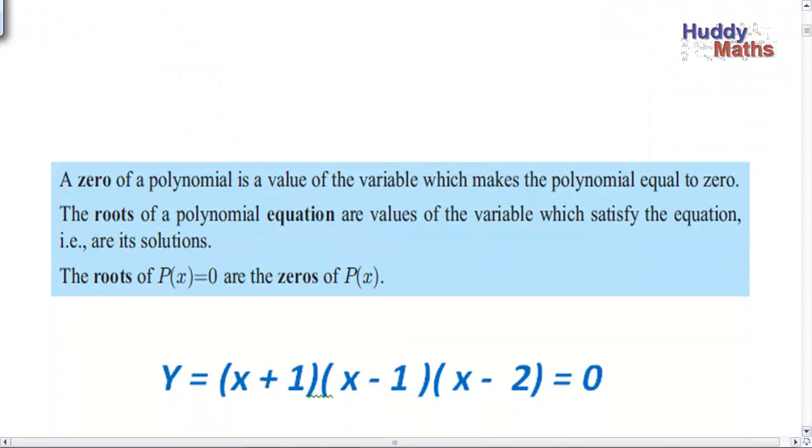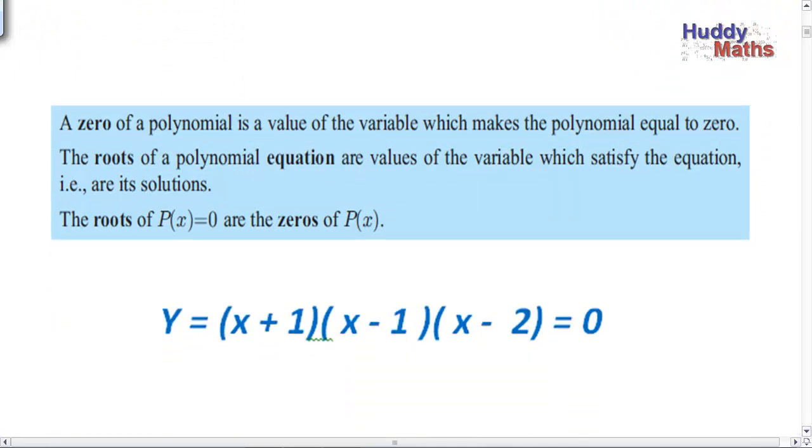So here we have what we're talking about. A zero of a polynomial is the value of the variable which makes a polynomial equal to 0. Very good. And that's what we're doing here. We're taking our y expression and putting it equal to 0. The roots of an equation are the values of the variable which satisfy the equation. So the roots of the equation could be the same as the zeros of the polynomial if the equation is putting the polynomial equal to 0.